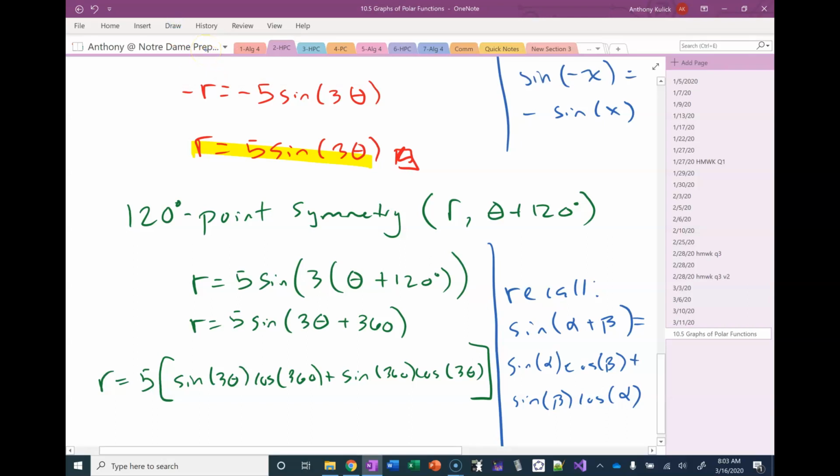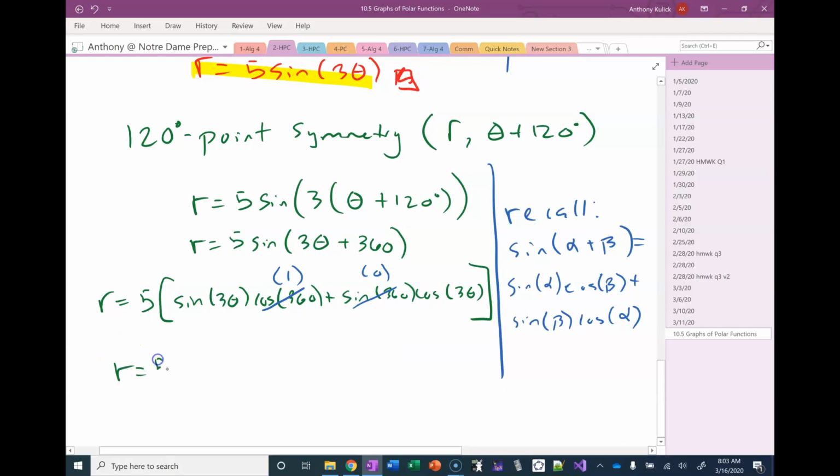So if you recall, back to our unit circle definition, cosine of 360 is just 1, and sine of 360 is 0. So that's going to leave me with this whole piece dropping off, because 0 times anything is 0, and 0 plus anything is itself. And 1 times sine 3 theta is just sine 3 theta. So I'm left with 5 times sine 3 theta. And we're finished.